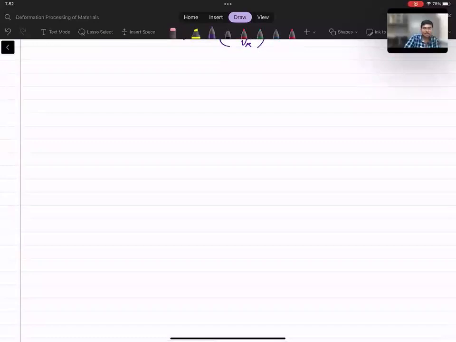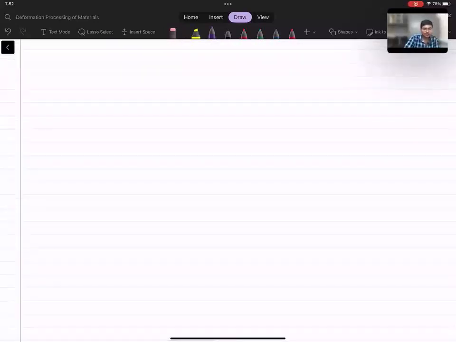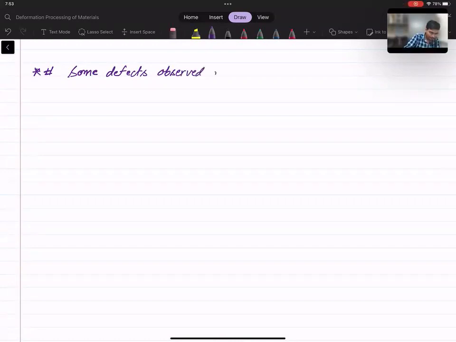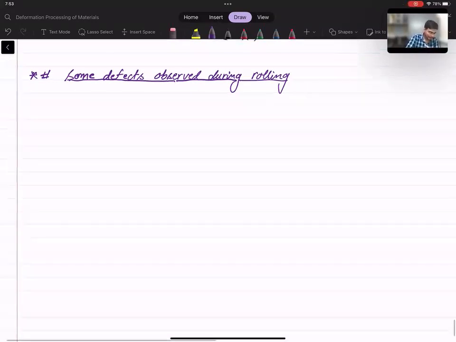Now let us see some defects which are generally observed during the rolling operation or rolling process. So we'll now see some defects observed during rolling. Let us see the first one.